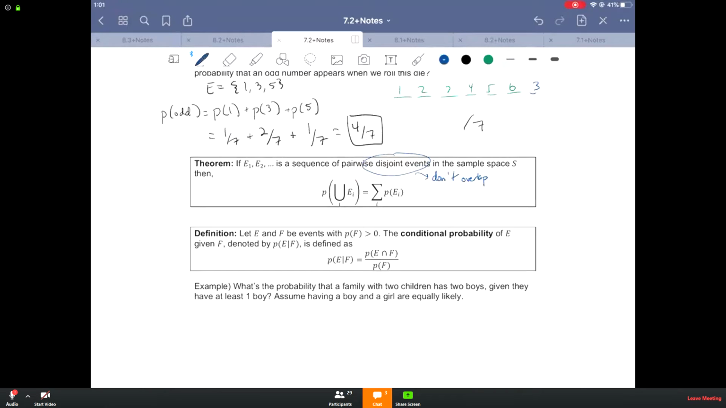Example: what's the probability that a family with 2 children has 2 boys, given they have at least 1 boy? Assume having a boy and a girl are equally likely. First off, what are our possible cases? With 2 kids, you can have a boy and a boy. You can have a boy and a girl, which in this case means the boy is older. You can have a girl and a boy, and a girl and a girl. The third one is where the girl is older.